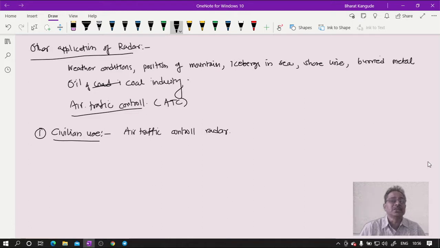in the civilian cases. Okay. Then the second important application we must understand is that it has several military or defense applications.